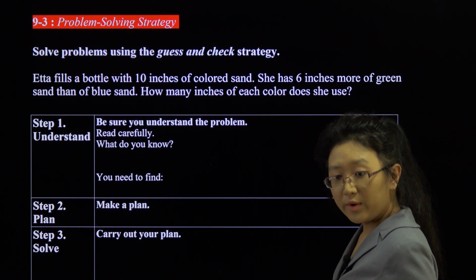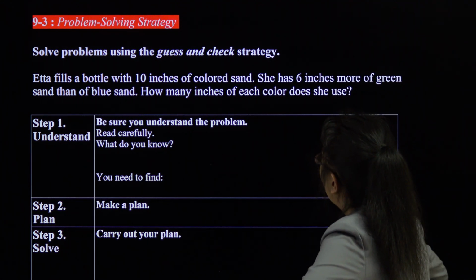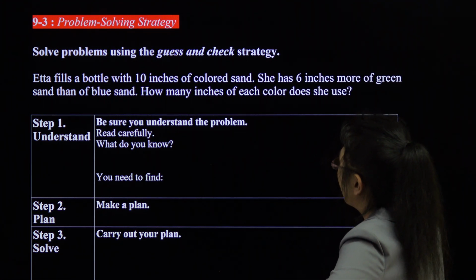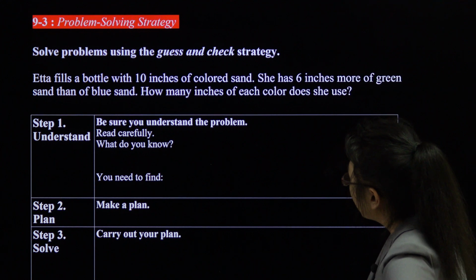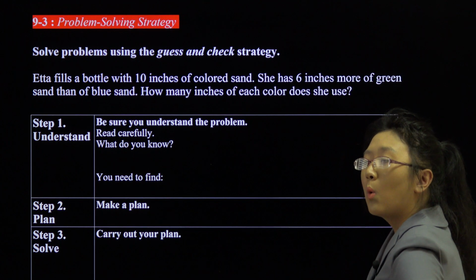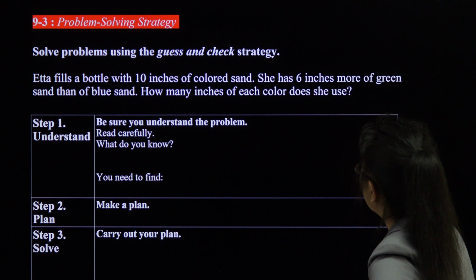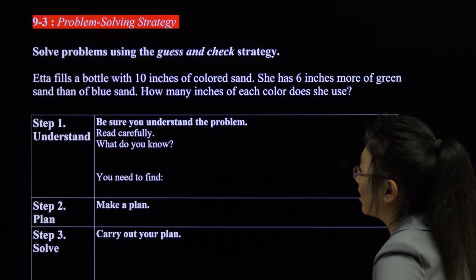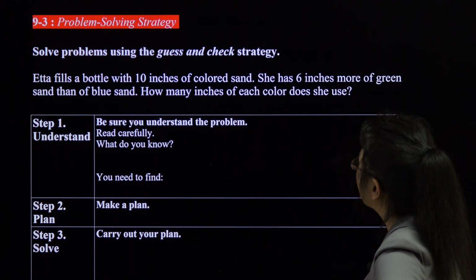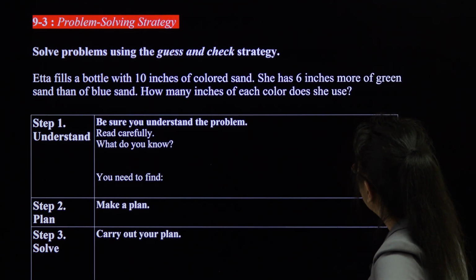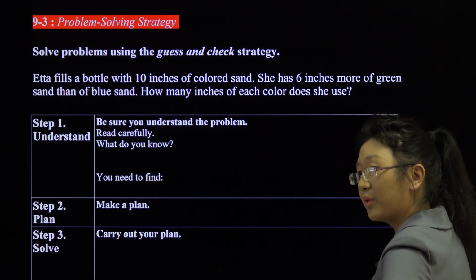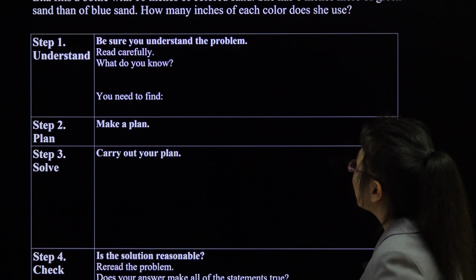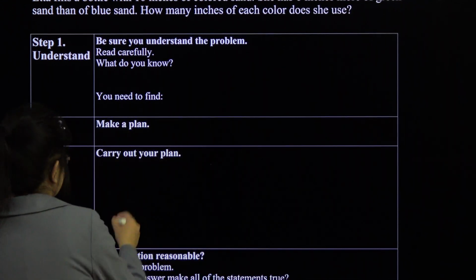So our plan would be guess and check, but I'm not too fond of it. Therefore, it's going to be math. I'm going to show you how to do it with guess and check though. If there was 1 inch of blue sand, then there would be 7 inches of green sand. 1 plus 7 equals 8, which does not equal 10. If there was 2 inches of blue sand, then there would be 8 inches of green sand. 2 plus 8 equals 10. So that's our answer, but here's how we do it with algebra.